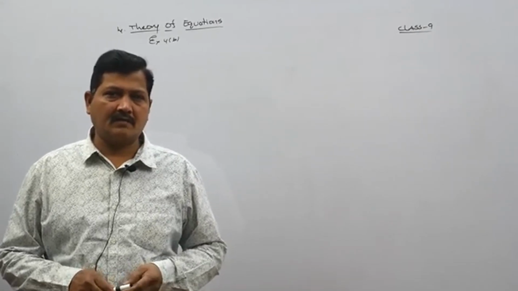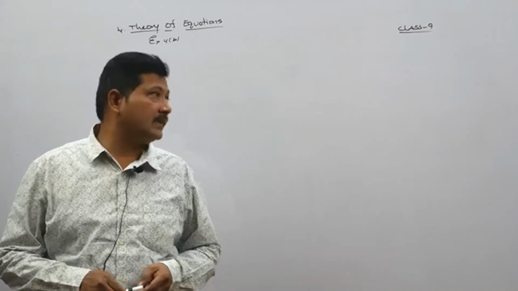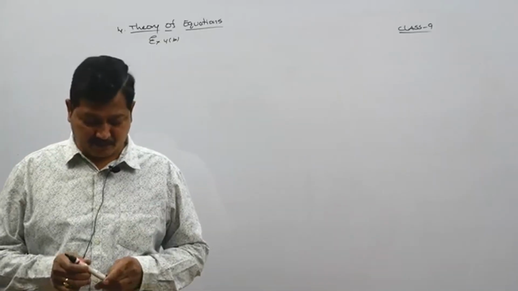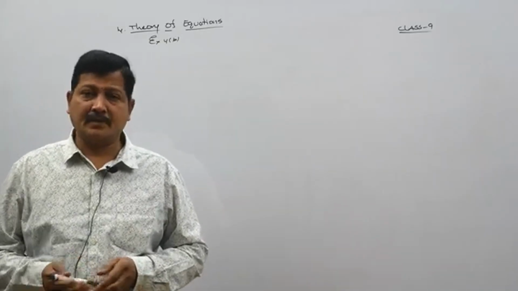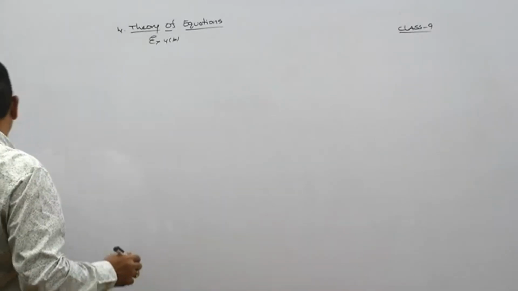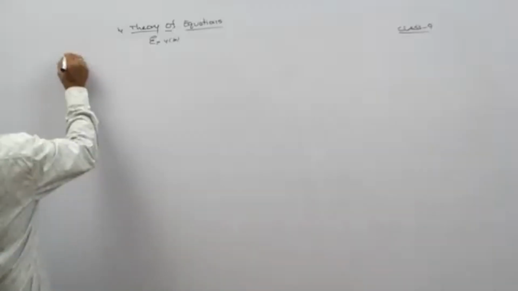We are in continuation with the exercise 4B. In the last class we finished Roman number 2, and here one more Roman number is remaining, Roman number 3. So let's continue with that one. Roman number 3, question number 1.